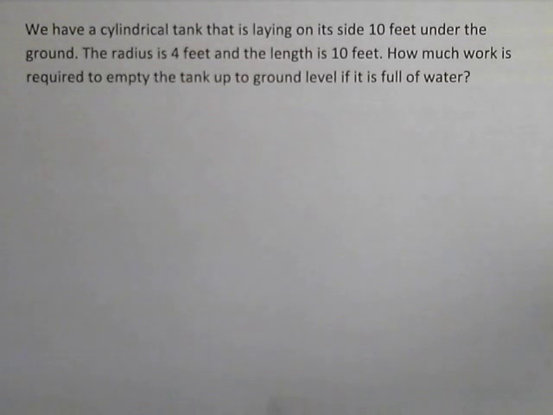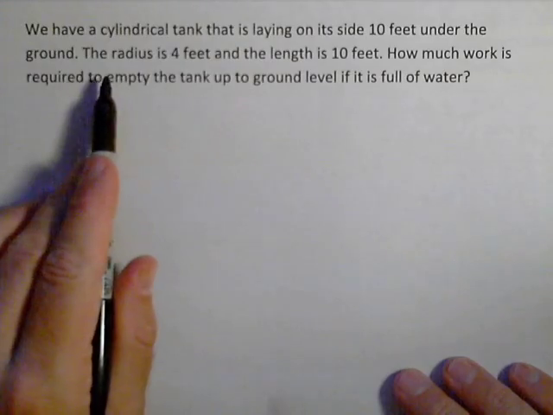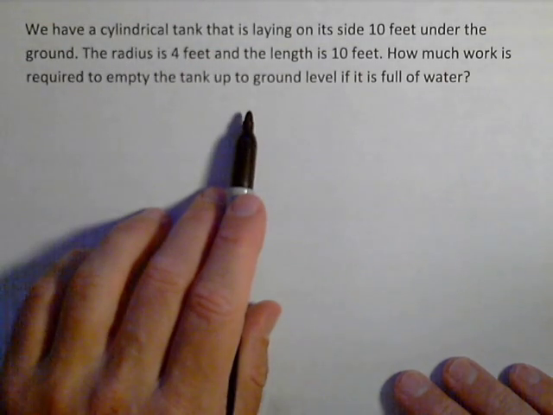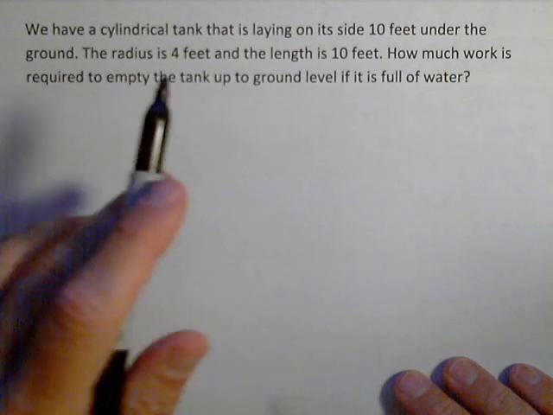So we're going to take a look at a work problem here, and we'll talk about setting up the integral. We probably won't calculate it. So we have a cylindrical tank that's laying on its side 10 feet under the ground. The radius is 4 feet and the length is 10 feet. How much work is done to empty the tank up to ground level if it's full of water?